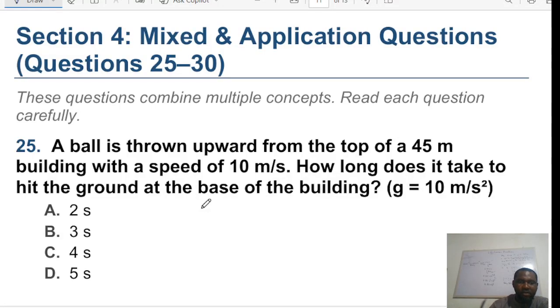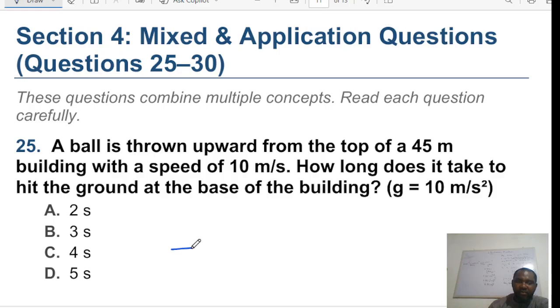Okay, hello everyone. I just have this one question to solve here on a mixed application of motion under gravity. So this one says the ball is thrown upwards from the top of a 45 meter building with a speed of 10 meters per second. How long does it take to hit the ground at the base of the building?